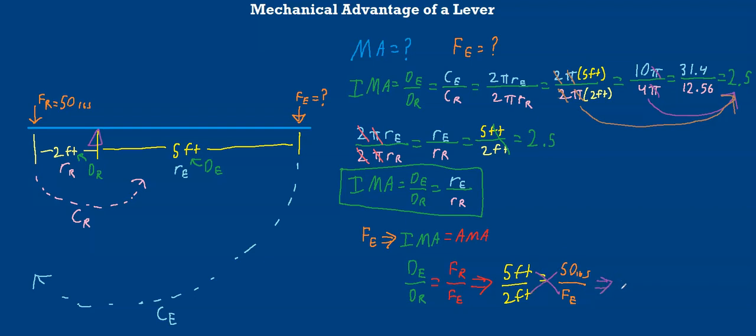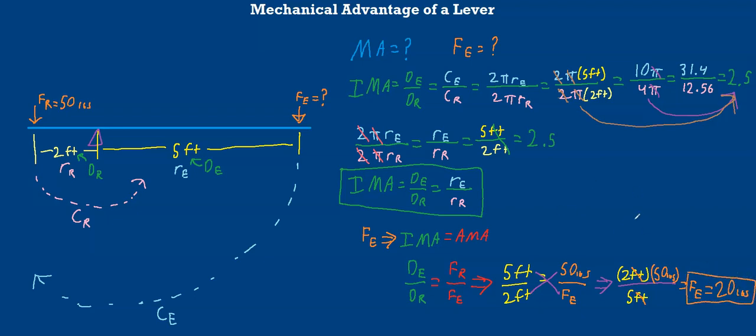And so we can say, well, 2 feet times 50 pounds on top, so we'll write 2 feet multiplied by 50 pounds, let's color code this, divided by 5 feet will be equal to our effort force. And so we could do this real quick without a calculator. 50 times 2 is 100, and 100 divided by 5 is just 20. And we can see that feet cancel out. And so what we're left with is our effort force is equal to 20 pounds.